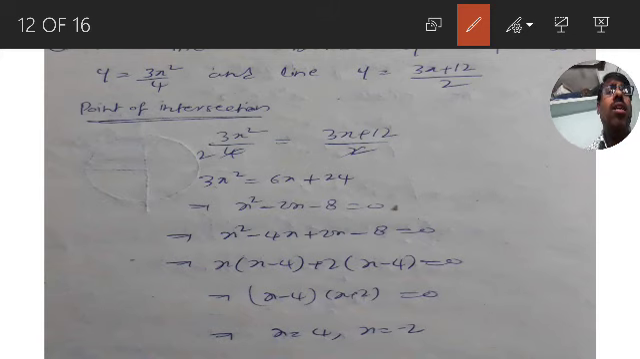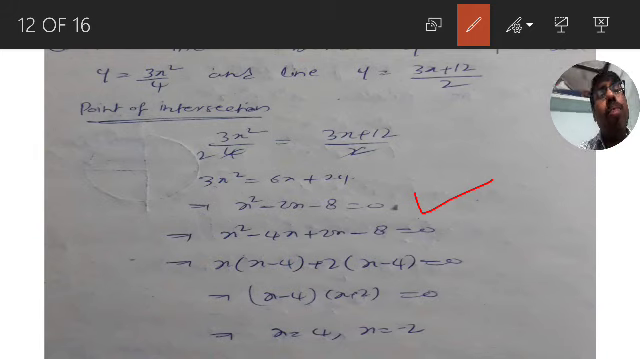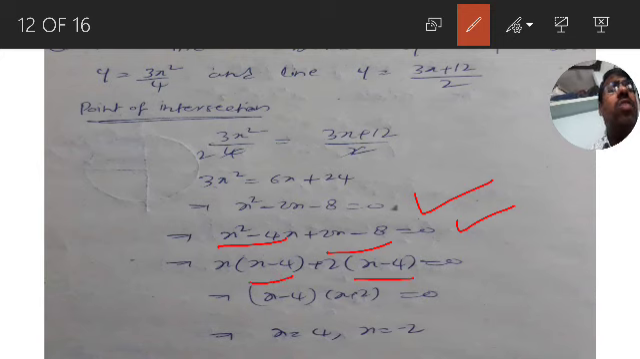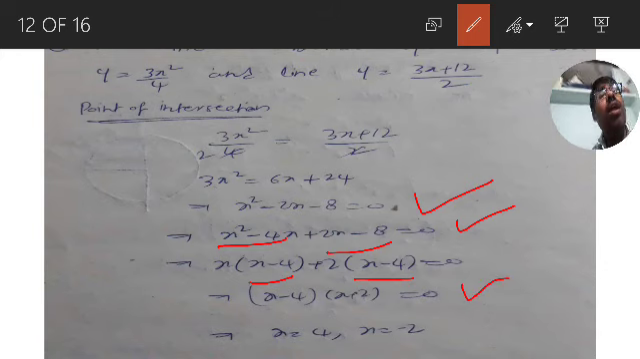Take 3 common and cancel. So x squared minus 2x minus 8 is equal to 0. This is a quadratic. Take the factors. Minus 2 can be written as minus 4 plus 2. If you add, you will get minus 2, and if you multiply, you will get minus 8. Therefore x squared minus 4x plus 2x minus 8 is equal to 0. From the first two terms take x common, x into (x minus 4), and from the next two terms take 2 common, 2 into (x minus 4). Now take (x minus 4) common, you get (x minus 4) into (x plus 2), that is x is equal to 4, minus 2. So the limits are minus 2 to 4.